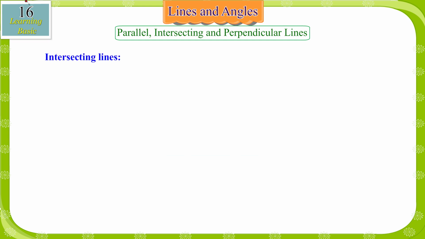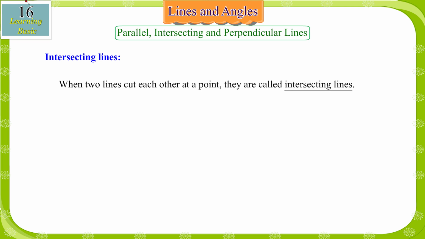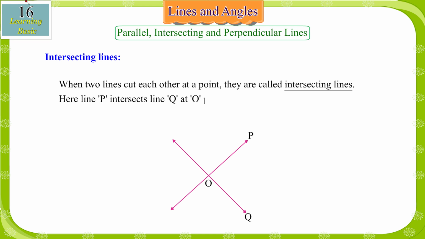Intersecting lines. When two lines cut each other at a point, they are called intersecting lines. Here, line P intersects line Q at point O. O is called the point of intersection of lines P and Q.